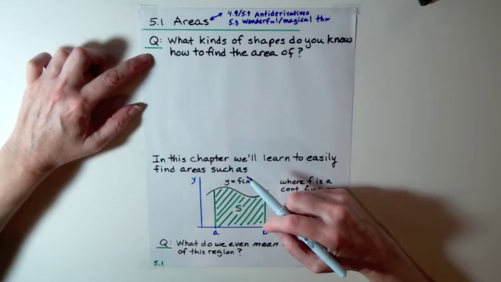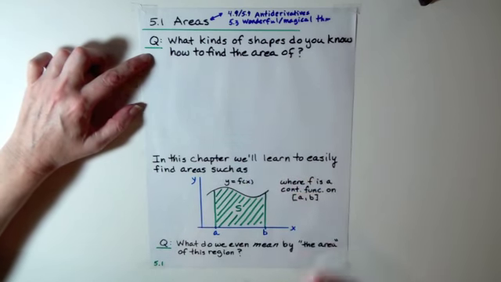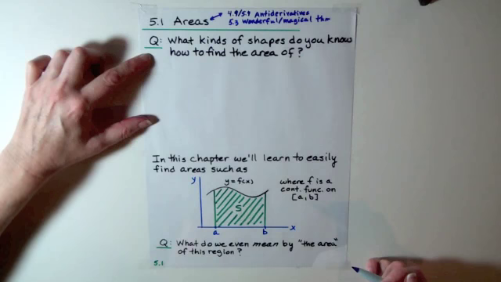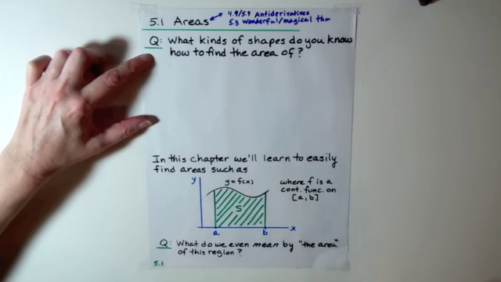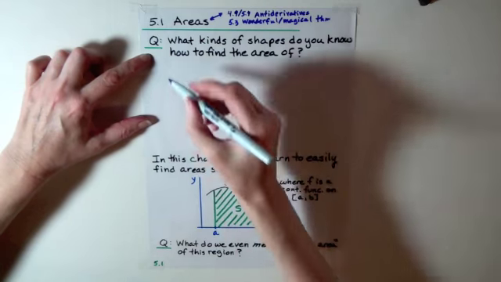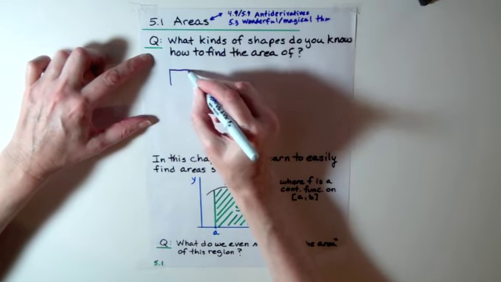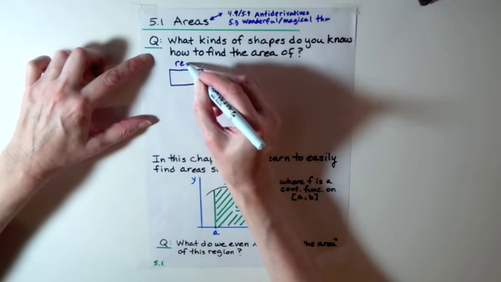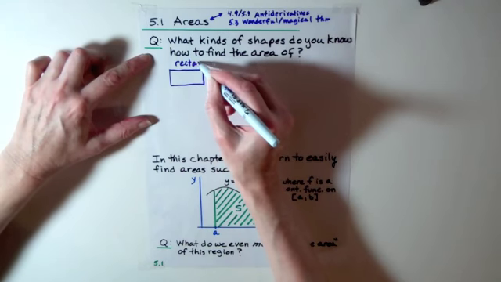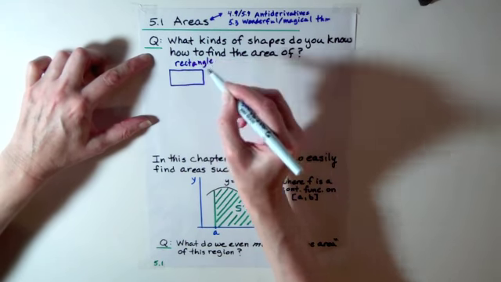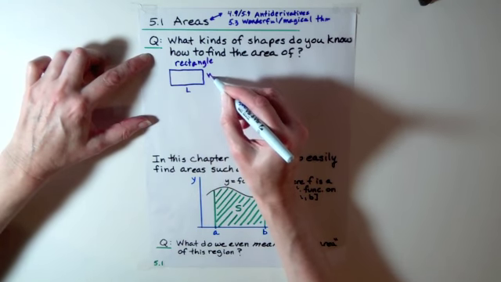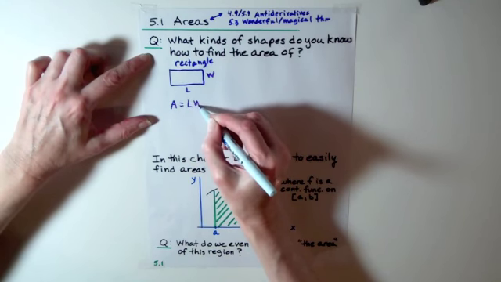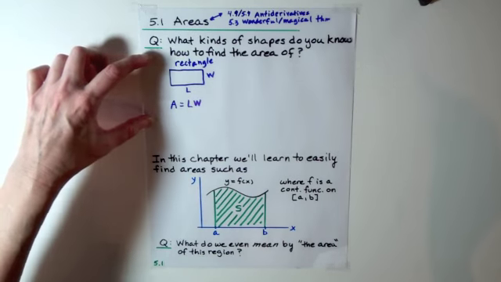What kinds of shapes do you know how to find the area of coming into this course? Well, all through algebra and even pre-calculus, there are really only a few shapes that you have an idea of how to find the area of. For example, a rectangle. If it has length L and width W, the area is equal to the length times the width. So that I know how to find the area of.